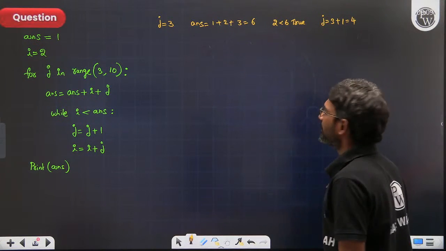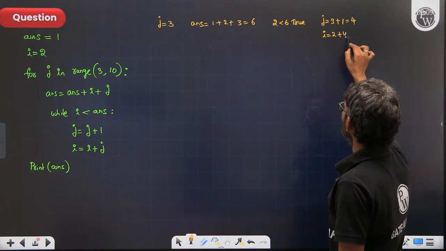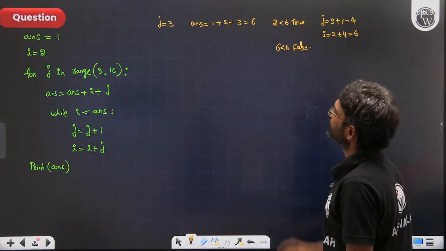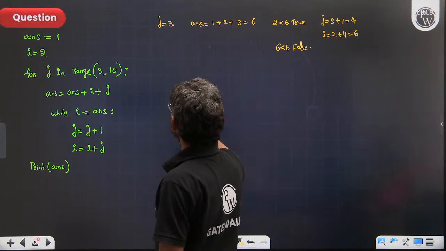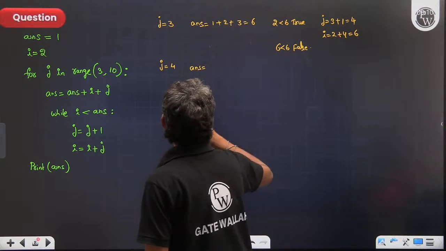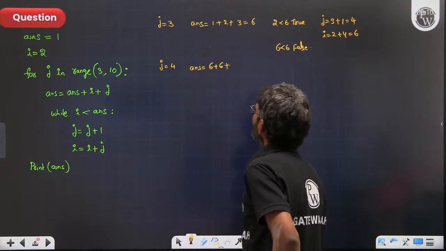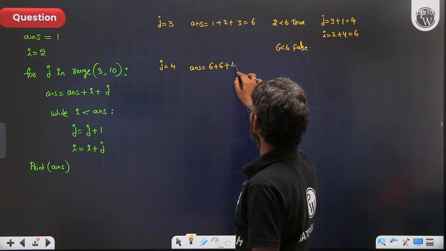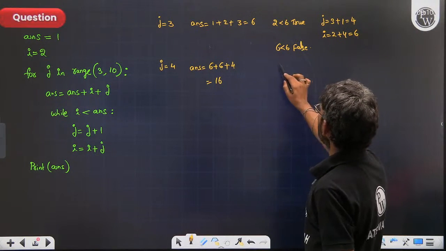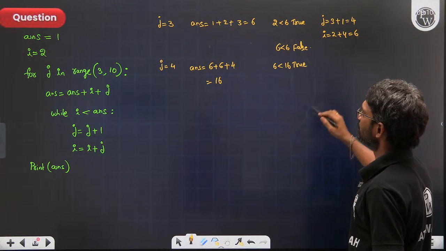I is equal to I plus j. What was I? 2 plus 4, that is 6. Now 6 less than 6, false. Now j becomes 4. ANS is equal to 6 plus I plus j. What was j? 4. So this would be 6 plus 6, 12 plus 4, 16. I less than ANS, 6 less than 16, true. J equal to j plus 1. J becomes 5.